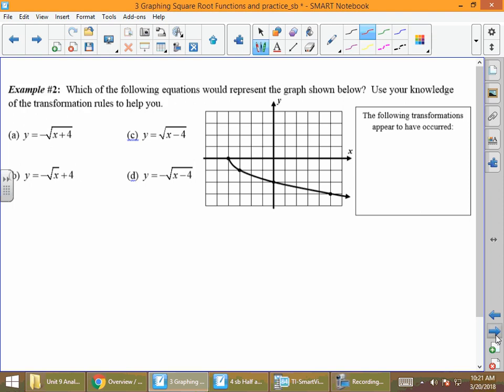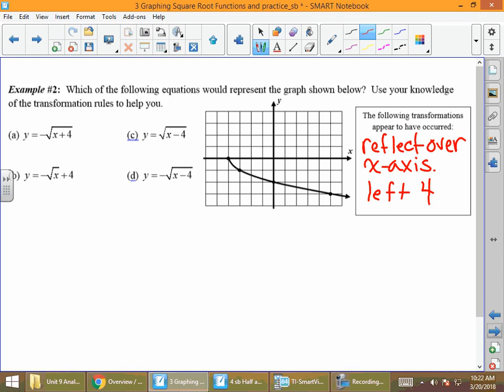Wasn't the first one I saw, but we'll take it. We reflect over the x-axis. The first transformation that I saw is we went from 0, 0 over here to -4, 0. And what I saw was the left 4. But it doesn't matter. We need both of them.